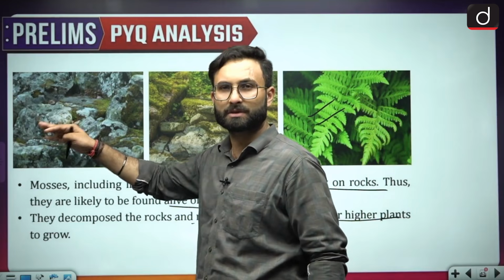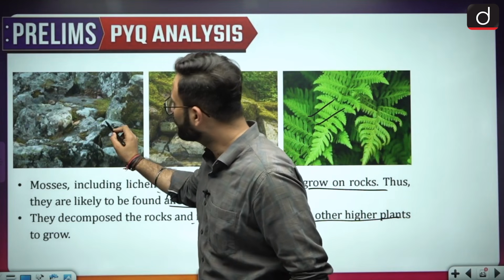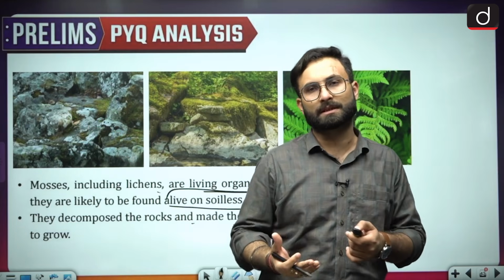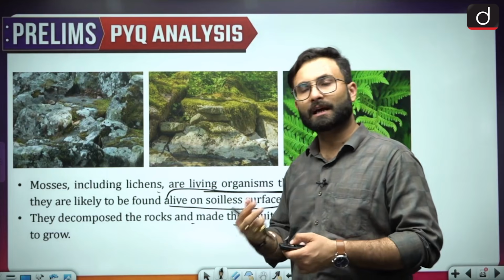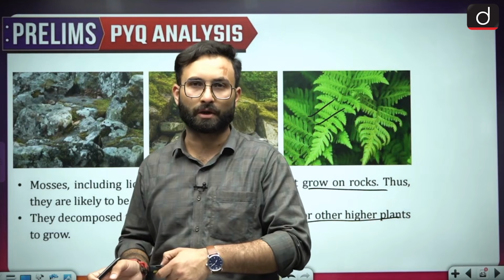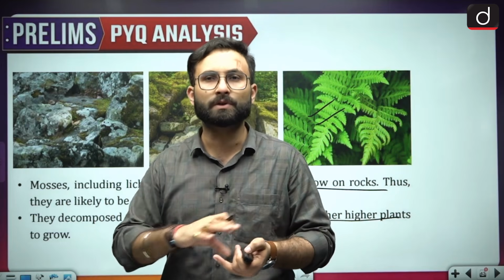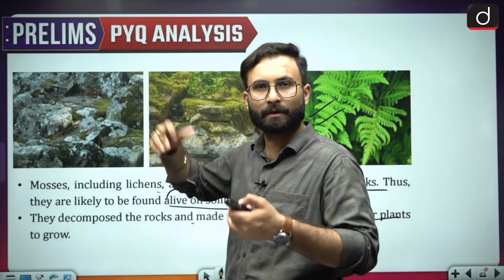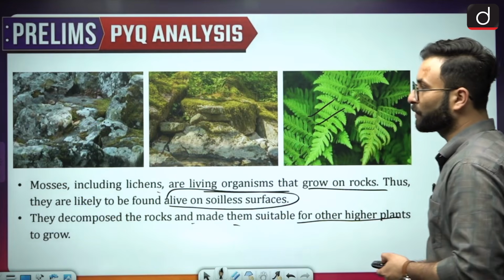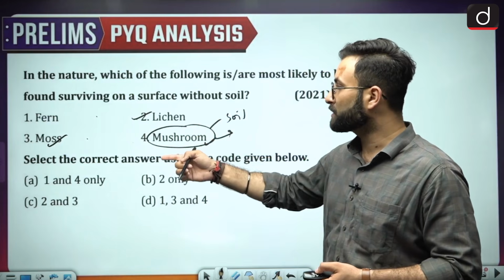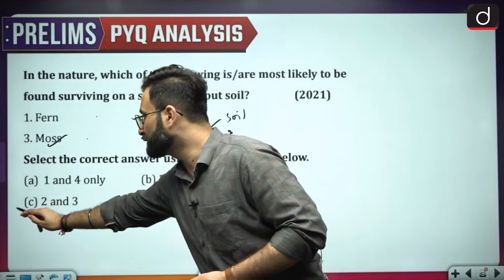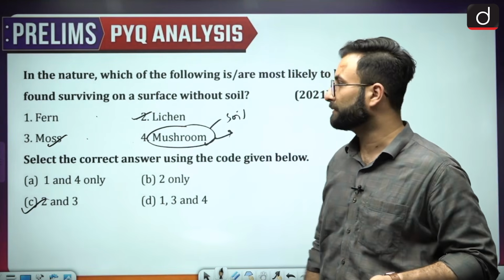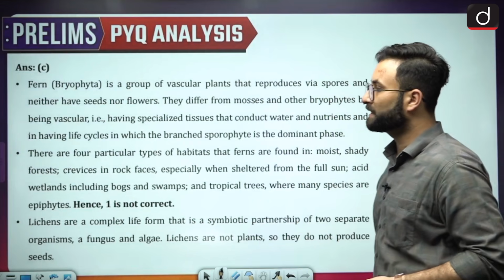Now, when we talk about the mosses and the lichens, this is the mosses. These white structures which you can see are the mosses. Because of their action, the rocks will start to disintegrate, and because of the lichens also, the rock will start to disintegrate, and ultimately that rock will convert into soil. So in evolution, first the mosses or lichens will be there, then it will convert into ferns, and then other plants will grow over there. So lichens and mosses have a presence even on a soil-less surface, and ferns and mushrooms are the ones which require soil.